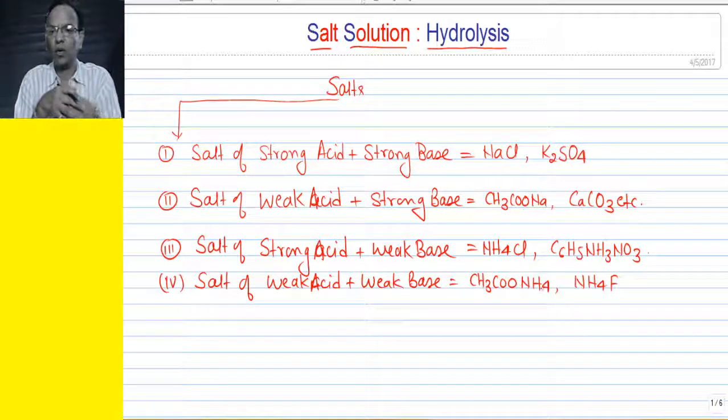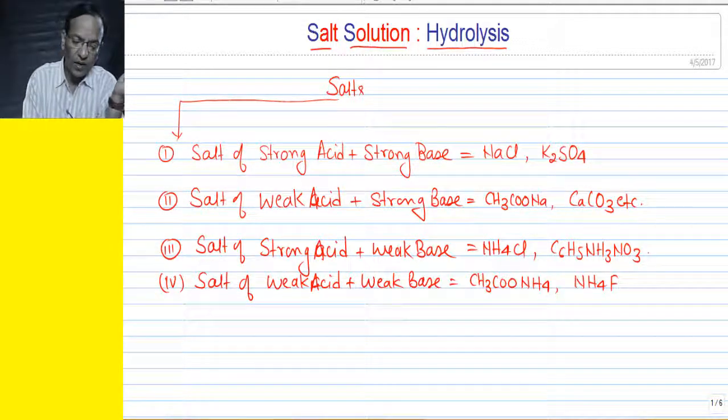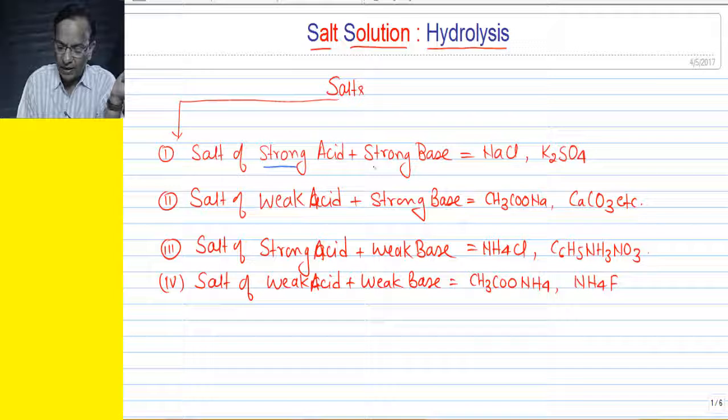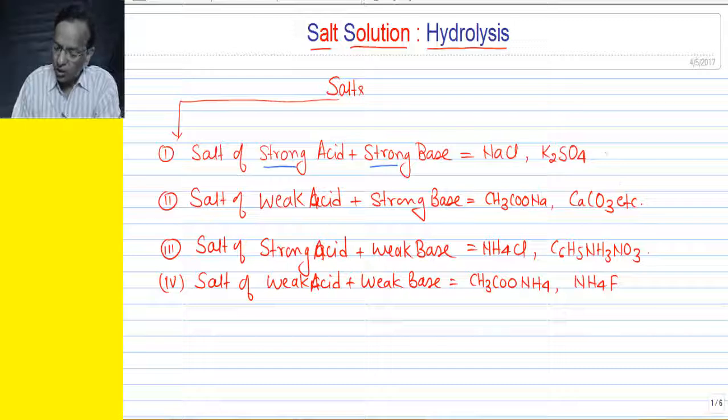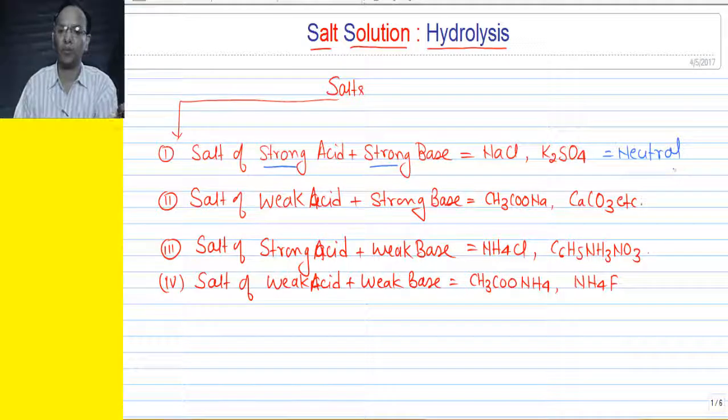To predict the nature of salt in solution, the first and the simplest approach which can be followed is that a stronger component of the salt governs the nature of solution. So in the first category, both acid and base are strong, so no component governs the nature of solution and the salt is neutral in solution, which means pH is 7 at 25 degrees Celsius.